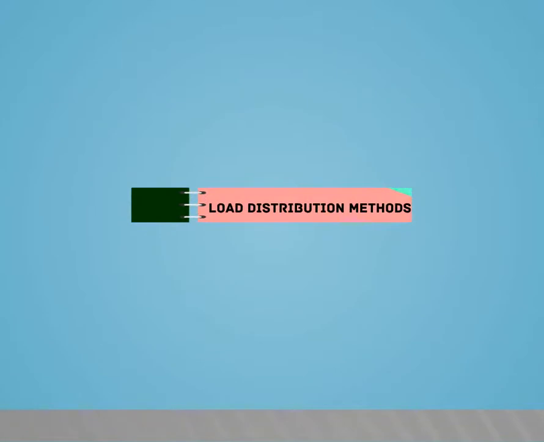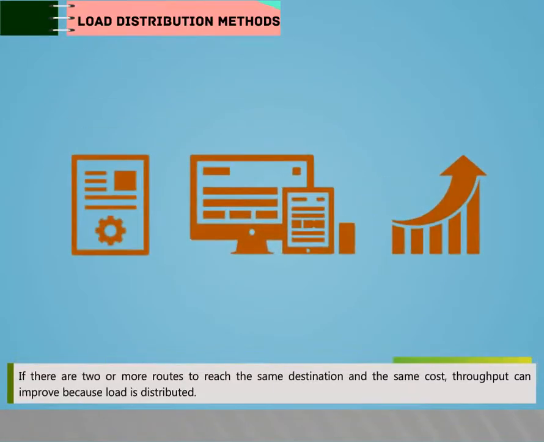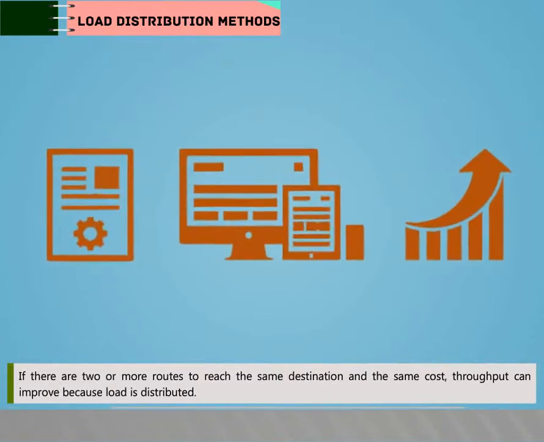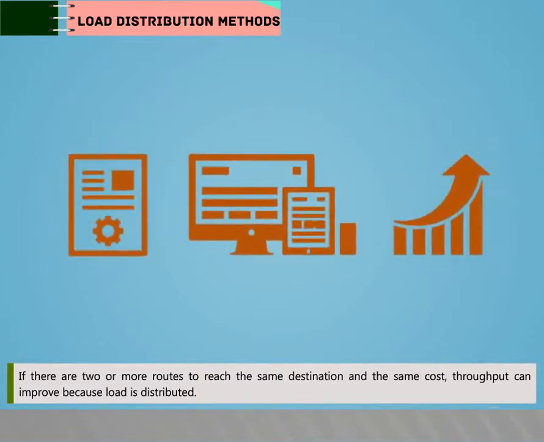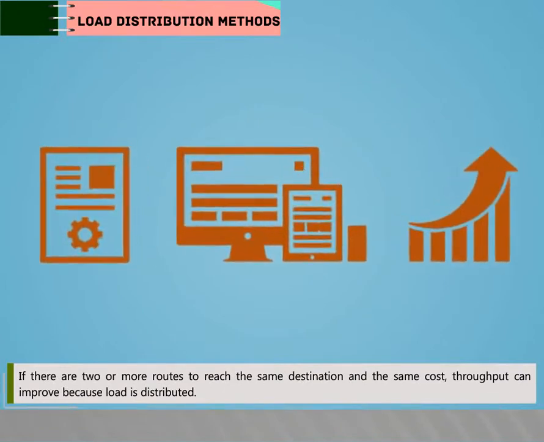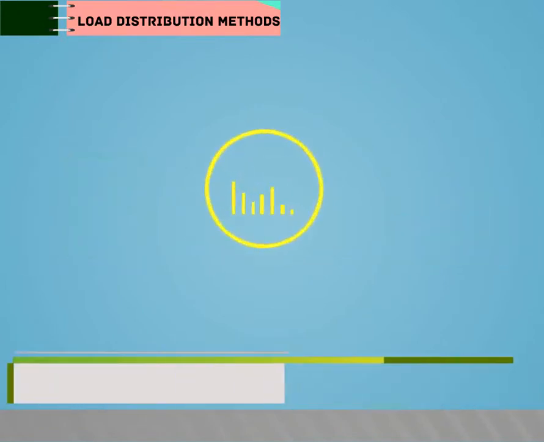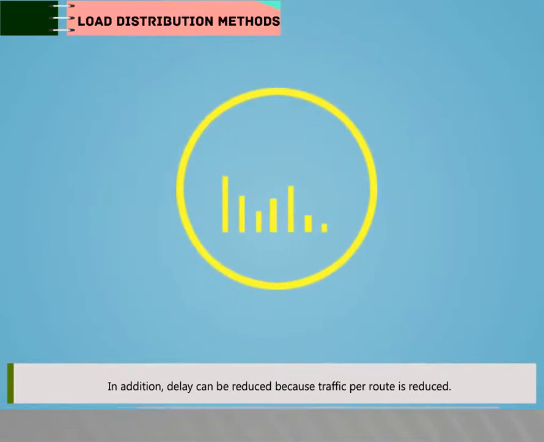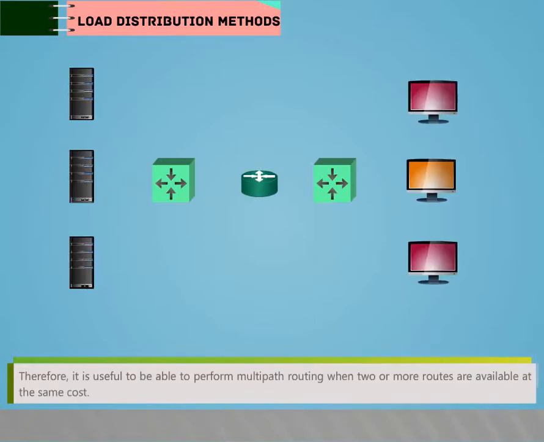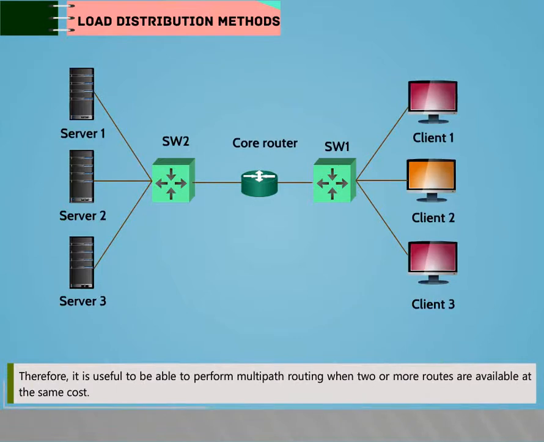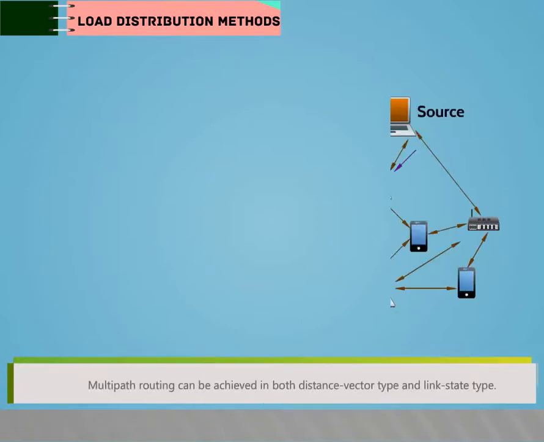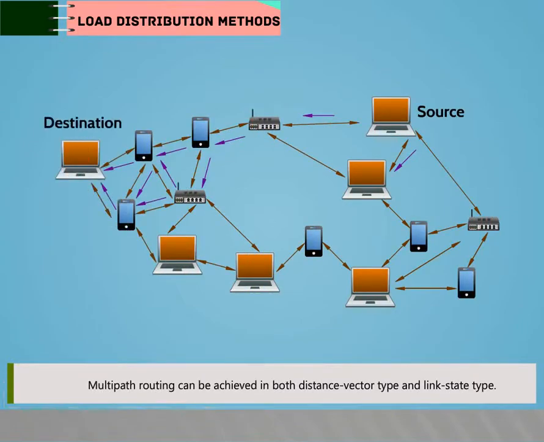Load distribution methods. If there are two or more routes to reach the same destination and the same cost, throughput can improve because load is distributed. In addition, delay can be reduced because traffic per route is reduced. Therefore, it is useful to be able to perform multipath routing when two or more routes are available at the same cost. Multipath routing can be achieved in both distance vector type and link state type.